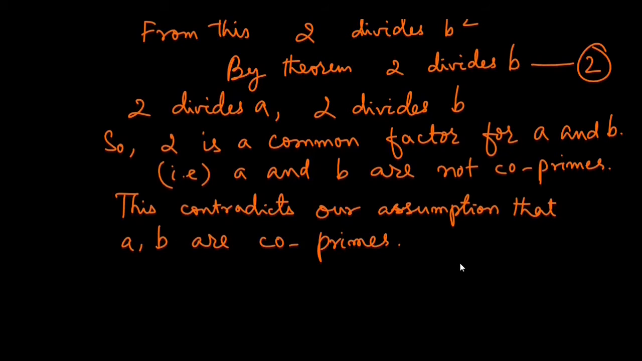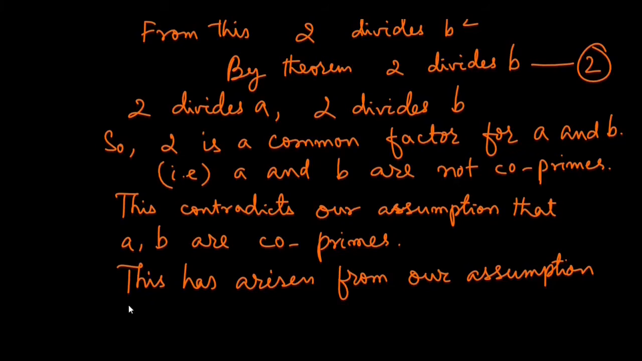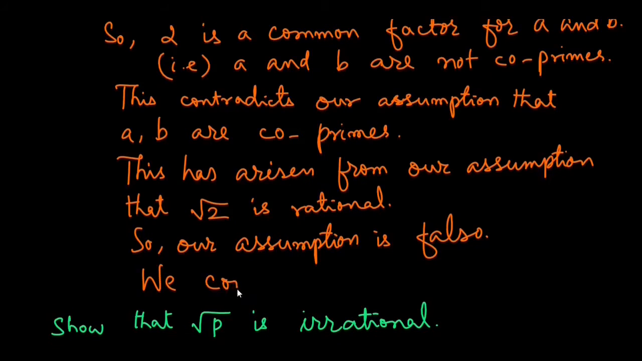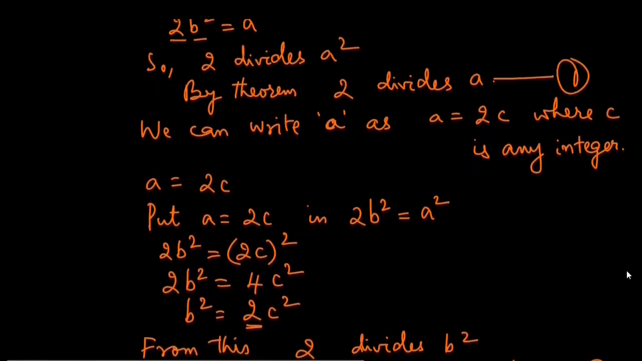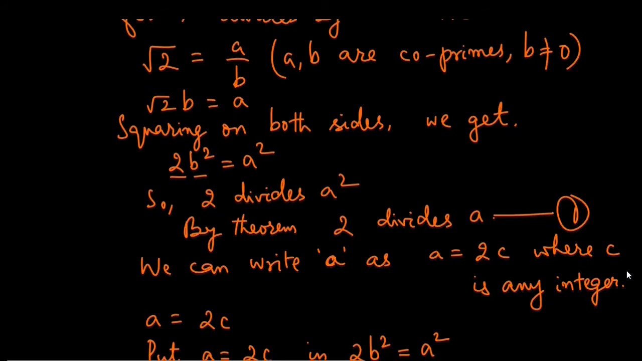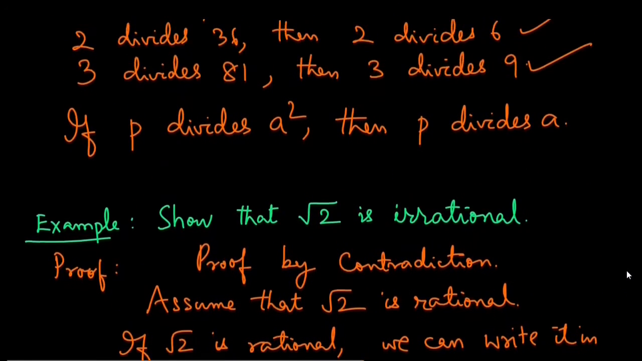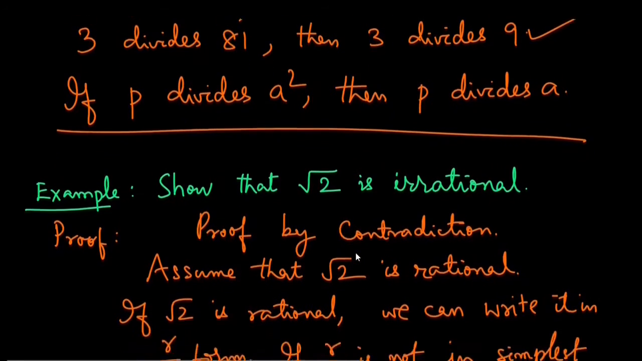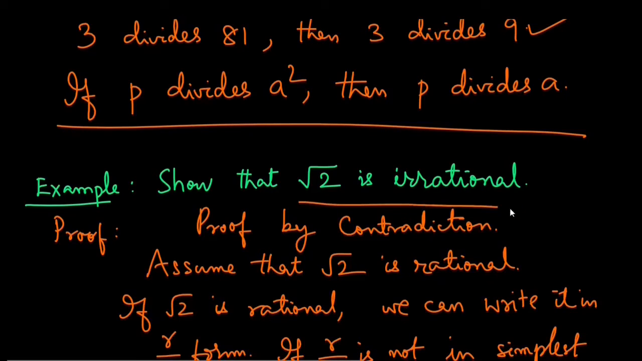So why has this contradiction come? This has arisen from our assumption that root 2 is rational. So our assumption is false. We conclude that root 2 is irrational. So using the theorem that when p divides a square, then p also divides a, we have shown that root 2 is irrational.